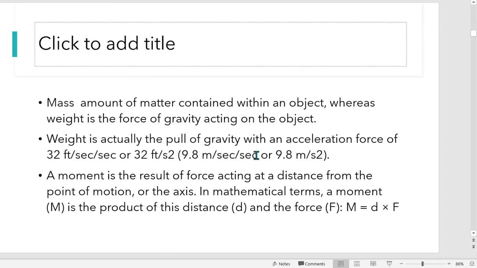The mass is the amount of matter contained within an object, whereas weight is the force of gravity acting on the object. So that is different from mass, no? Weight actually refers to the amount of force exerted by gravity on our body. When I say weight, it also depends on the amount of mass within the body.